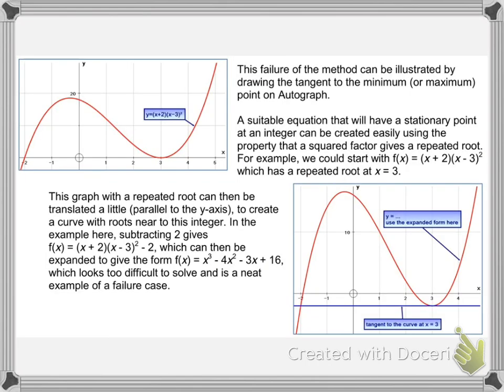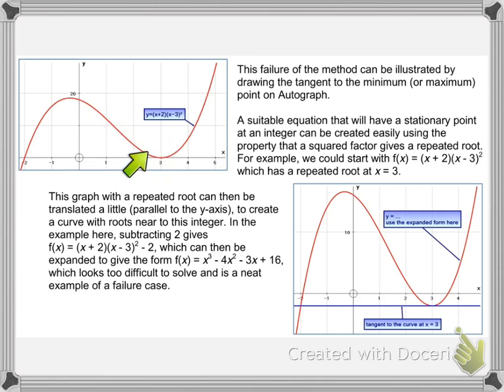I can create curves that will have this problem with the Newton-Raphson method quite easily. What I do is I come up with a curve that has a minimum point right on the axis. So actually this is just a repeated root that's sitting there. So in this case I used (x - 3)² as one of the factors of my f(x). So I've got a repeated root at 3 and that's a minimum point.